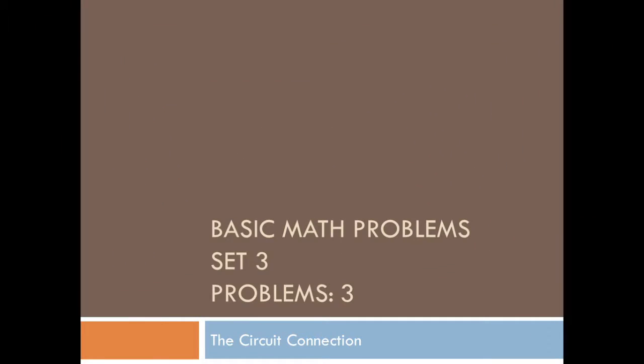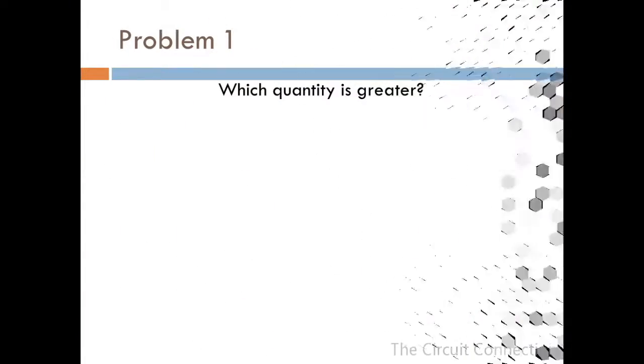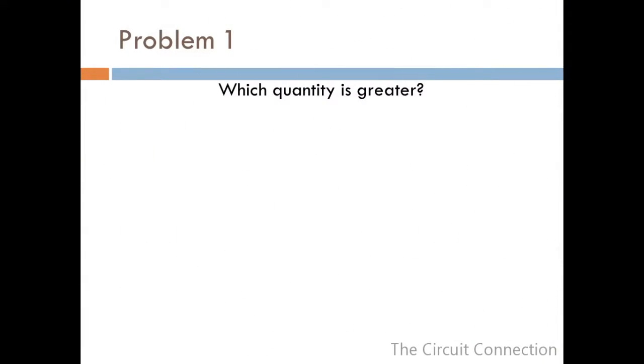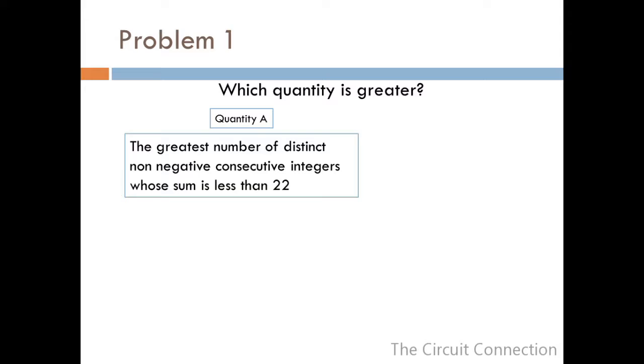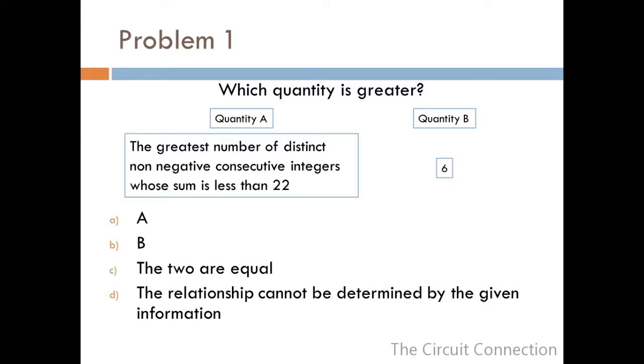Okay, so we are on to our basic math problems, set number 3, and we have 3 problems in this math set. So, problem number 1, which quantity is greater? Quantity A, which is the greatest number of distinct non-negative consecutive integers whose sum is less than 22, or quantity B, 6. So our answer choices will be A, quantity A is greater, B, quantity B is greater, C, the two are equal, or D, the relationship cannot be determined by the given information.